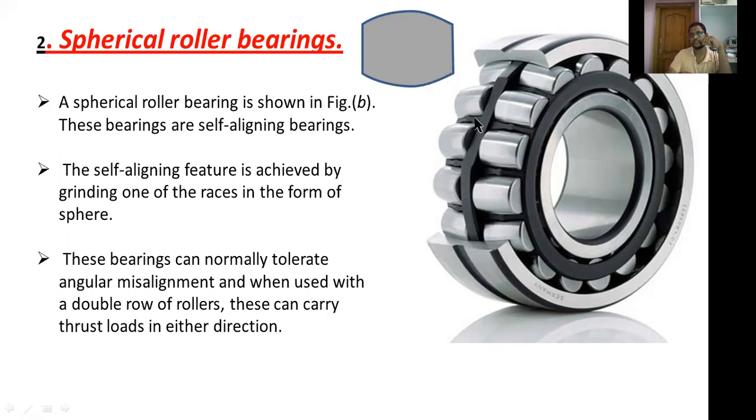Here you can observe the outer race having a spherical shape groove. You can also observe the shape of the rolling element is spherical. You can observe the outer shape of this rolling element, which is spherical. These spherical rollers are used in spherical roller bearings. These bearings can normally tolerate angular misalignment, and when used with a double row of rollers, these can carry thrust loads in either direction.